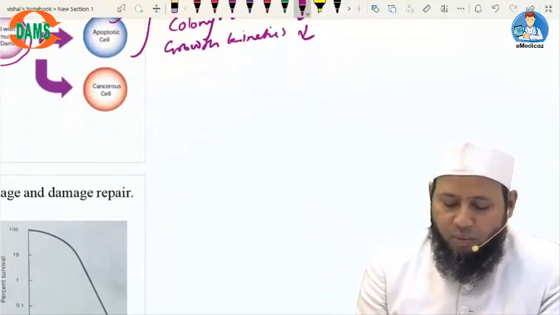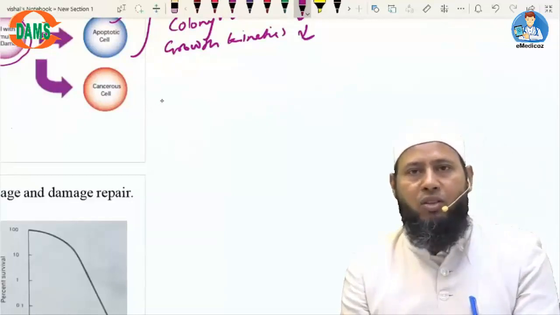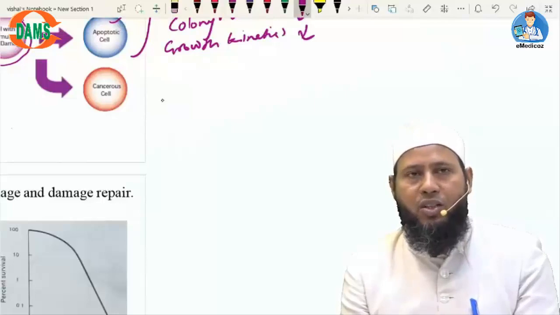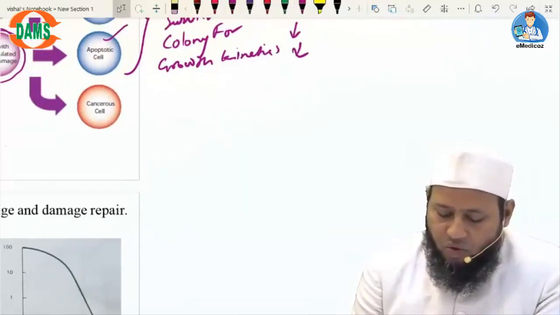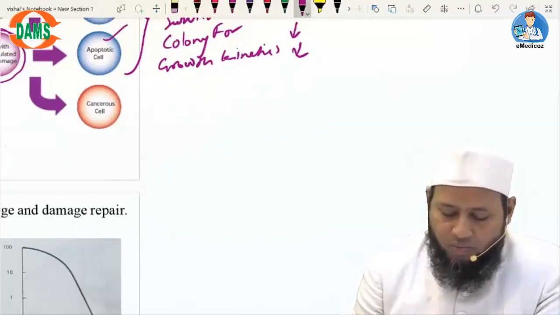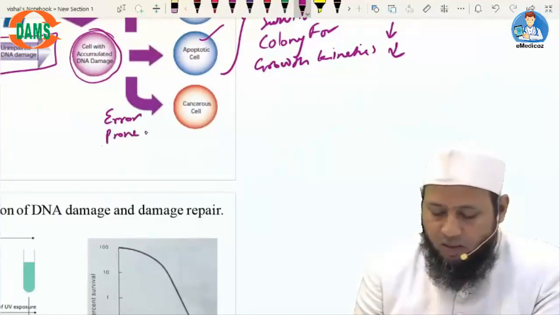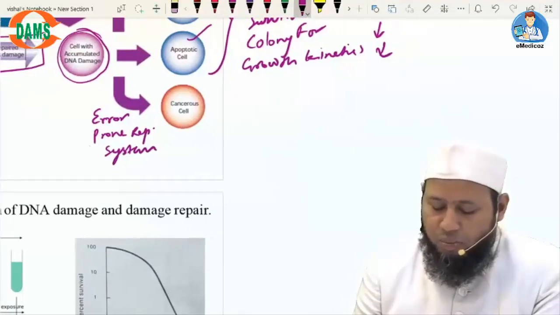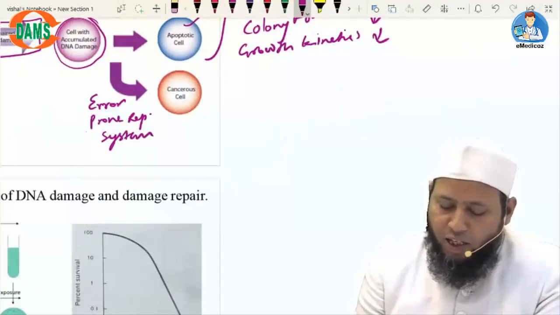And if there are certain mutations, and those mutations promote cell survival, cell proliferation, and the cell cycle, that will result in cancer. So this will be an error-prone repair system. Because of the error-prone repair system, this will result in some mutations, and those mutations will result in cancerous cell formation.